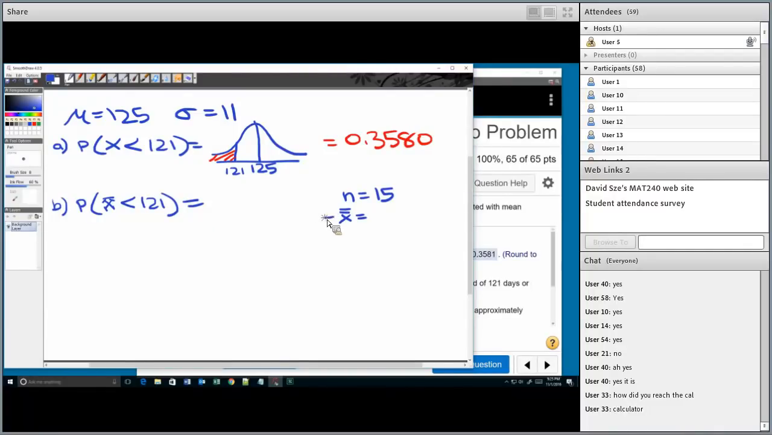Which is also called mu X bar. So can you tell me what is mu X bar for this problem? Just like what we just did in the previous problem. Not 15, 120, 125. Kimberly, I think you meant 125.